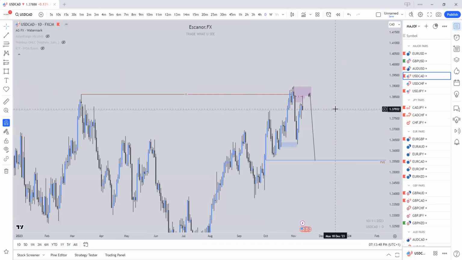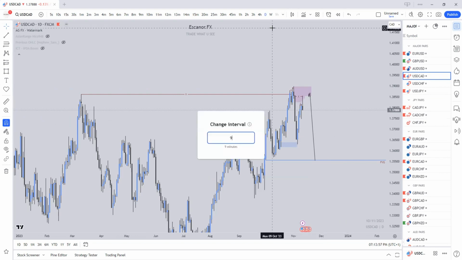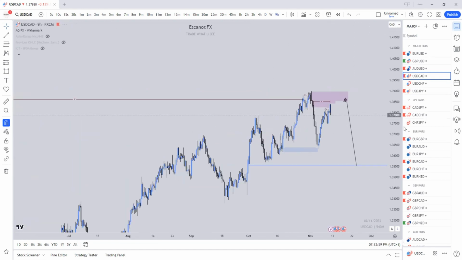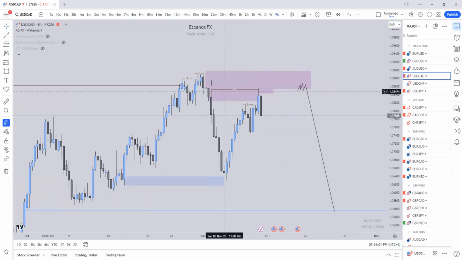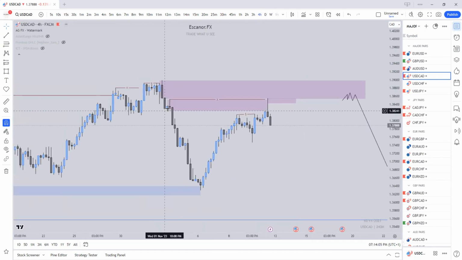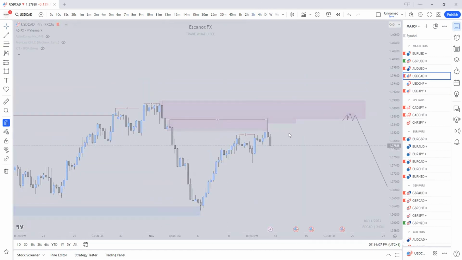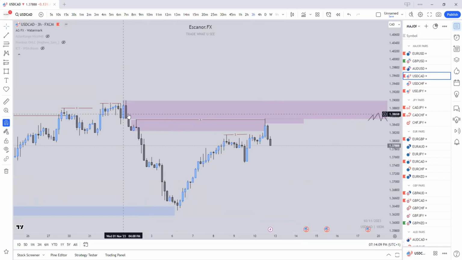For USD CAD from last week, we talked about a very nice analysis, and at some point I don't know how I didn't see the 9-hour time frame. So I was looking for some supply here on the 4-hour, I think. Yeah, this supply and another supply on the 3-hour, the extreme supply here.